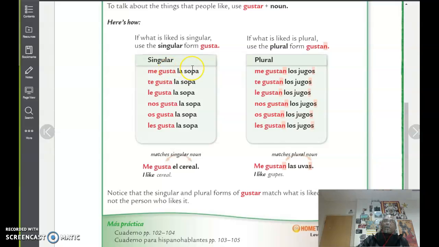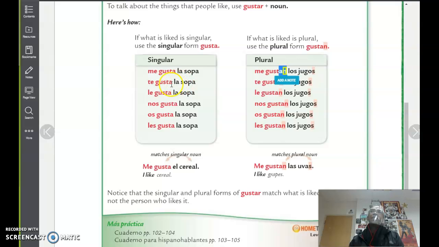I like soup. Now, if you're talking about more than one thing that you like, two items, two things, then you add an N to gusta. So you say, me gustan los jugos, like is the case right here. Los jugos is more than one, juices, right? Then the gustar part also has to change to an N. Me gustan. Okay, everything else stays the same.